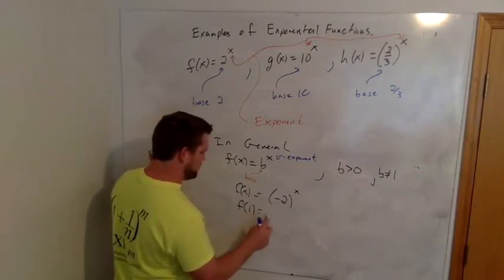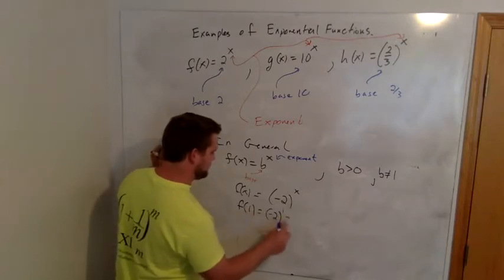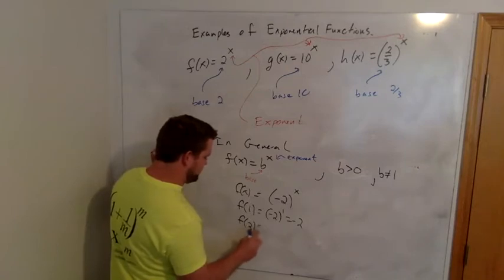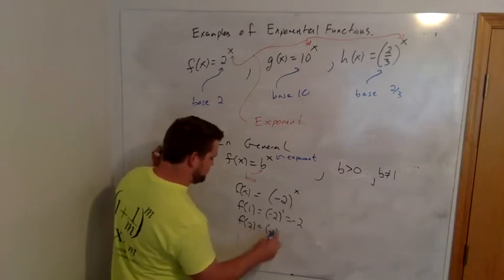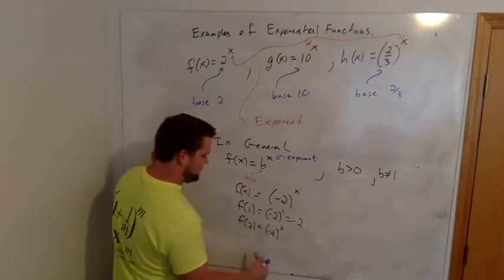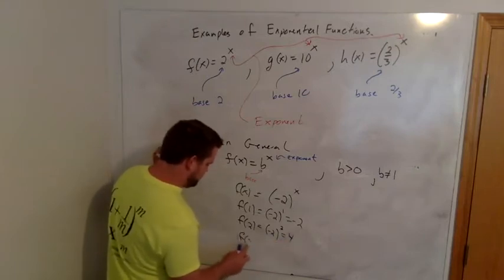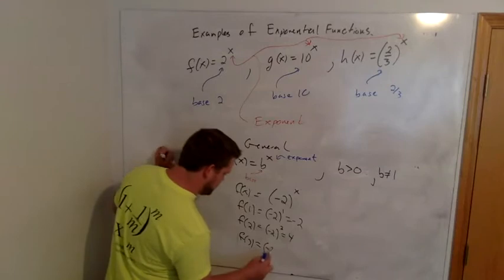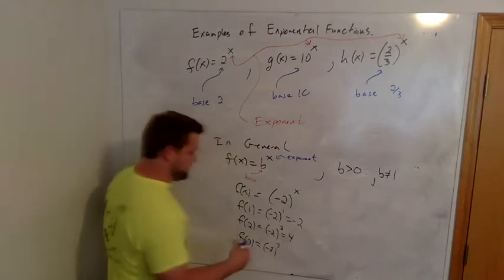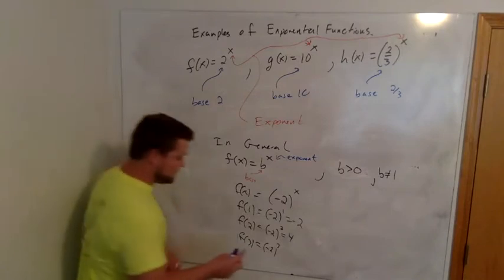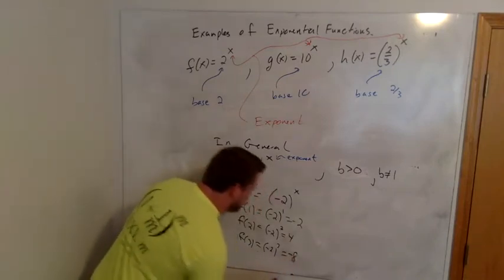If we input 1, we're going to get -2 to the first power, which is -2. Well, what happens if we plug in 2 now? Then we get -2 squared. -2 times -2 is 4. Okay, and if we plug in 3, then we're going to get -2 cubed. -2 times -2 is +4, and +4 times another -2 is -8.